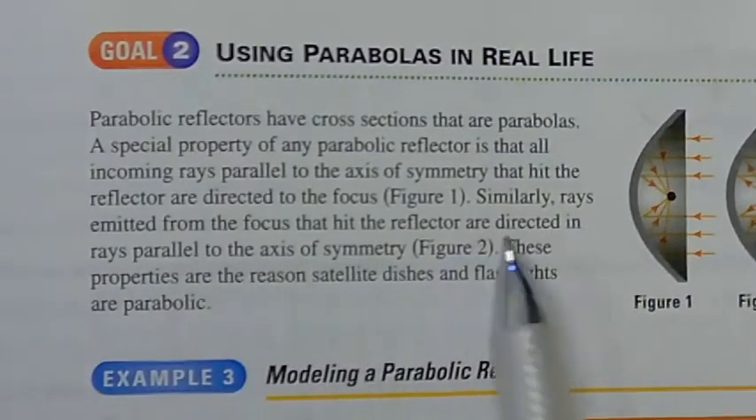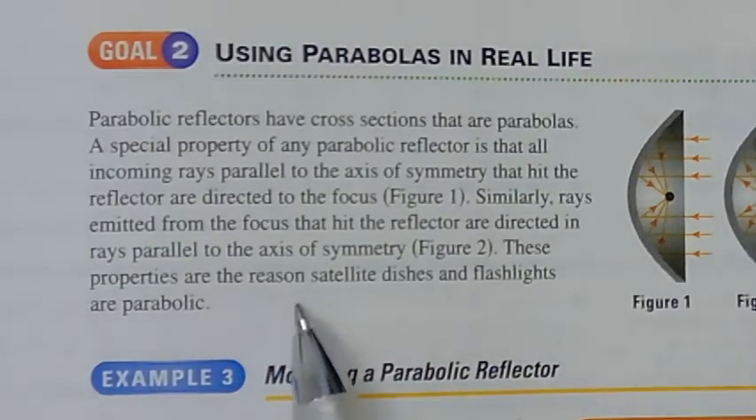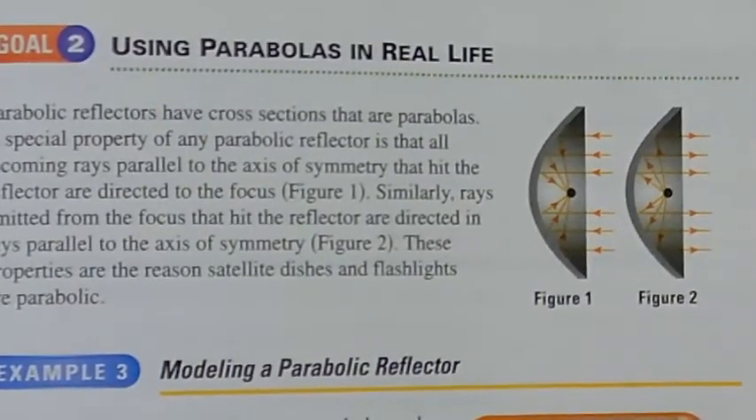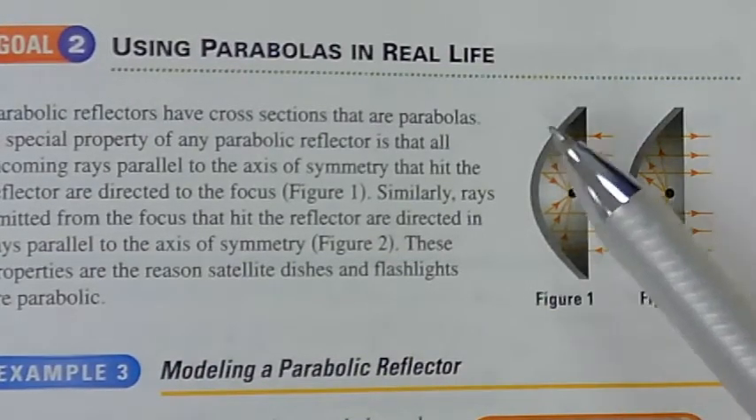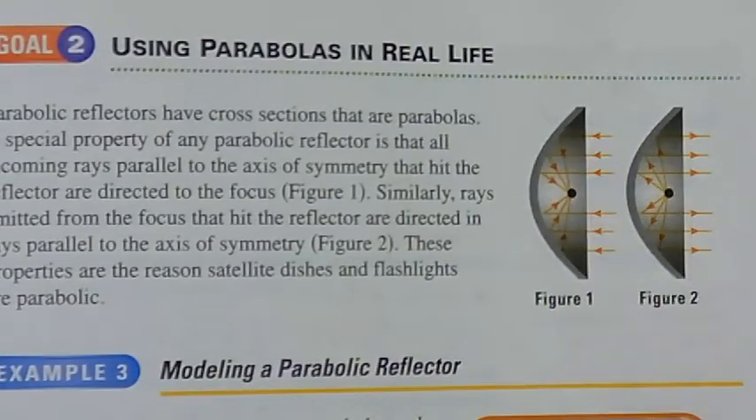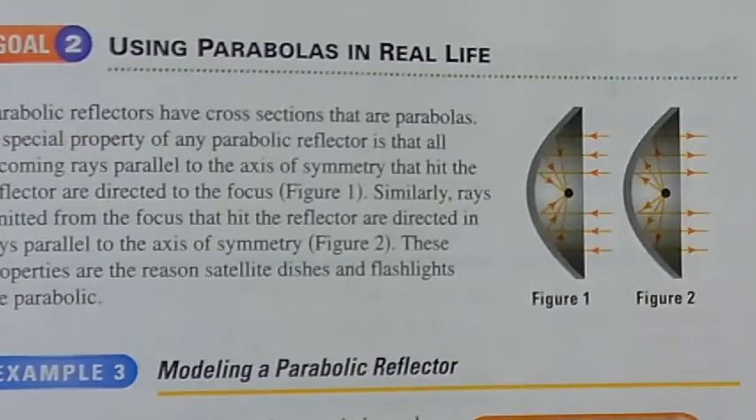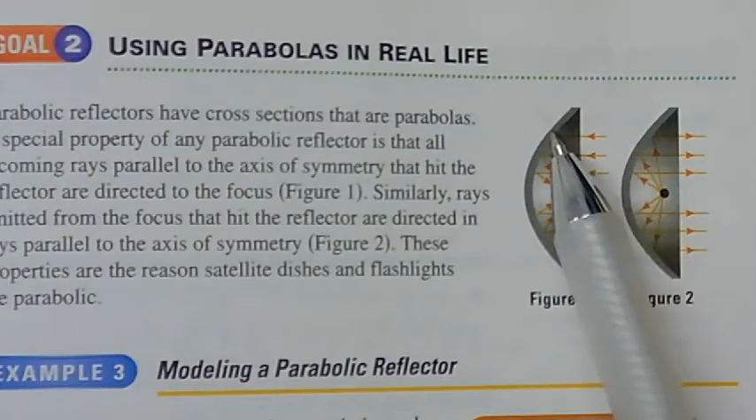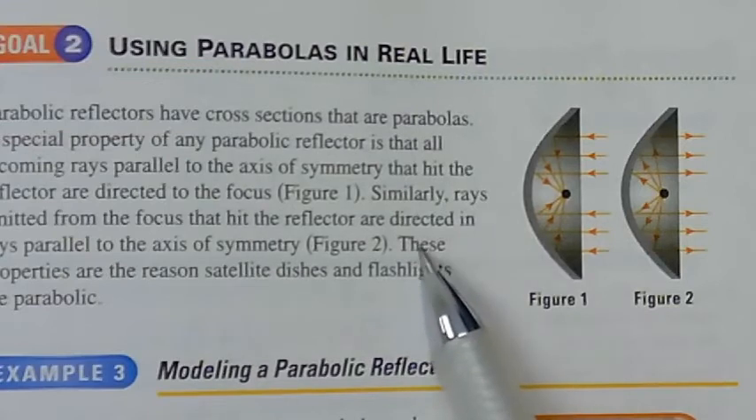We just talked about these properties, and they are the reason satellite dishes and flashlights are parabolic. Maybe you've seen, if you drive out into the country or maybe even on top of some roofs in town, satellite dishes in the form of a parabolic reflector. So the cross sections would be parabolas. And so what happens is the rays, the TV signals come in, and when they hit, they all go to the focus point, which then directs into the house.